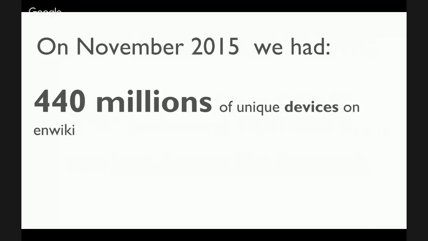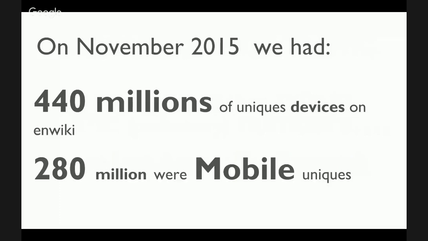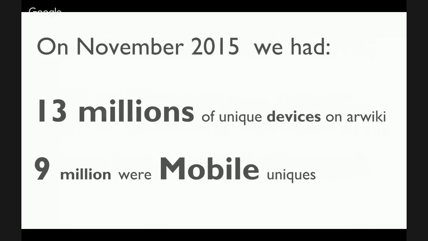So in November 2015, we had 440 million unique devices overall on ENWiki. We can comfortably add ENWiki mobile and desktop together because we assume there would probably not be any deduplication necessary between them. And 280 million of those were from mobile, which is great. This was on Arabic Wiki: we had 13 million unique devices, and 9 million of those were mobile uniques.